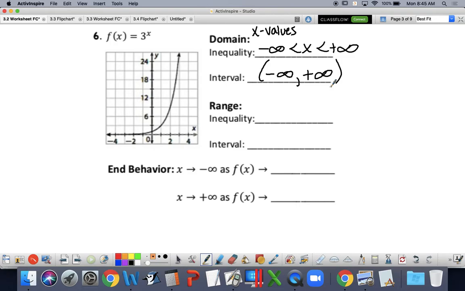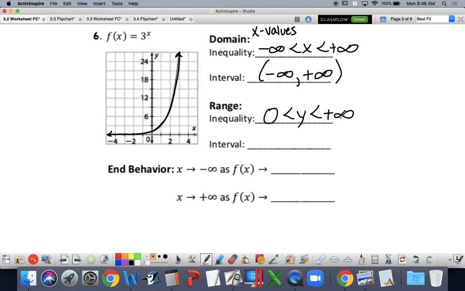Now my range is different. I don't get out all of the answers, right? Look at this function over here. It's right over here. Does it ever go down here? Do I ever get negative values? I never get out a negative value. It's just not possible. So my range, I get really close. I never actually touch 0. It goes from 0 up to positive infinity.